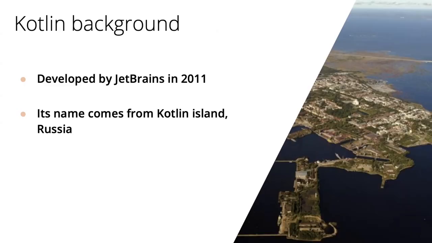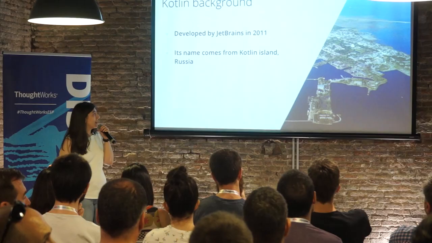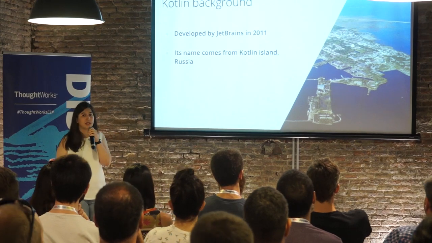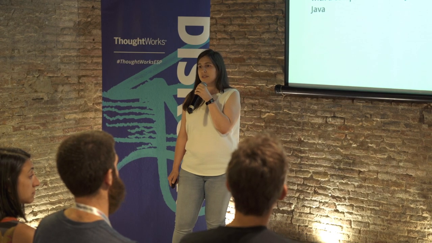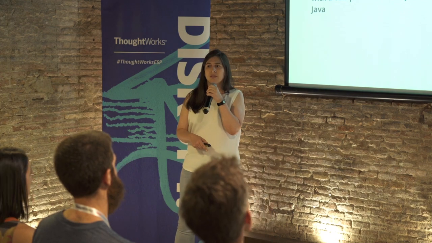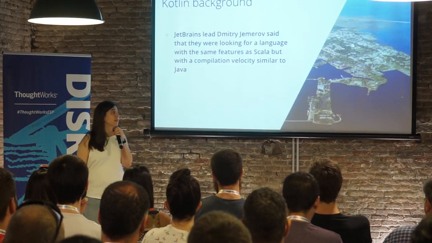Another piece of background is that it was developed by JetBrains in 2011, and its name comes from Kotlin Island, Russia. The main purpose of the design of the language was that they wanted a language that has the same features as Scala, but with a compilation velocity near that of Java.